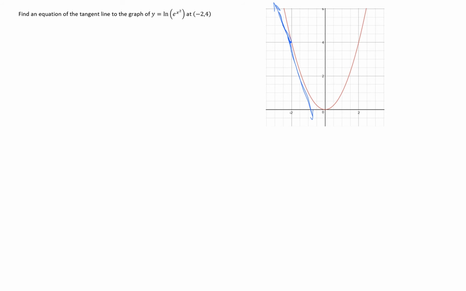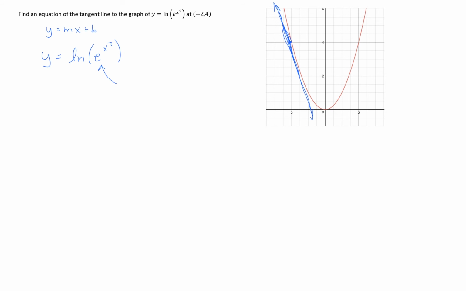Now what do I need for that line? Well, remember, back in our algebra days, y equals mx plus b is the equation of a line, where m is the slope. So I need to find the slope of this line somehow. So let's walk forward a little bit to our calculus days. How do I find the slope of something? Well, of course, I take the derivative. So if I have y equals natural log of e to the x squared, I need to take the derivative of this.